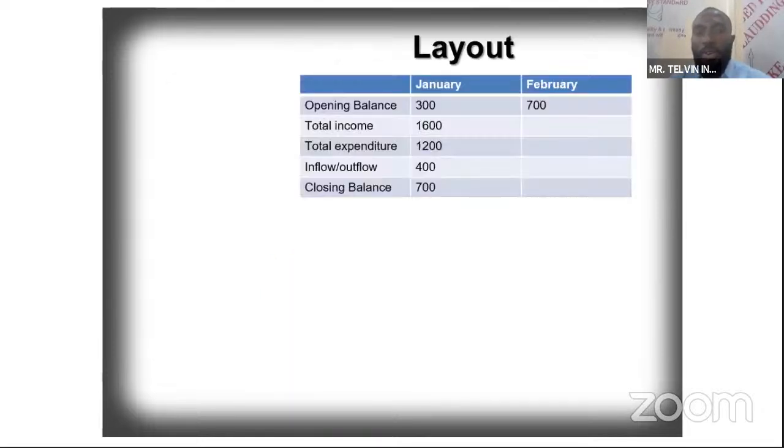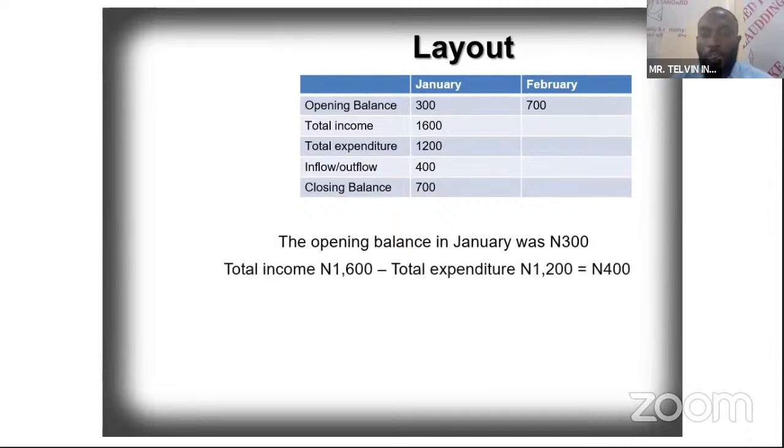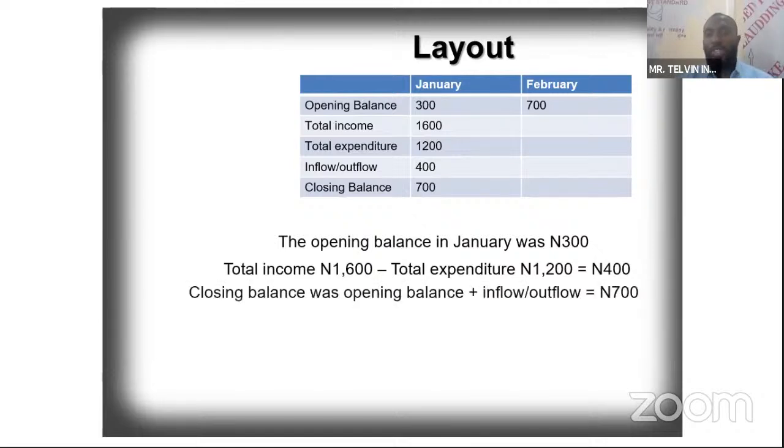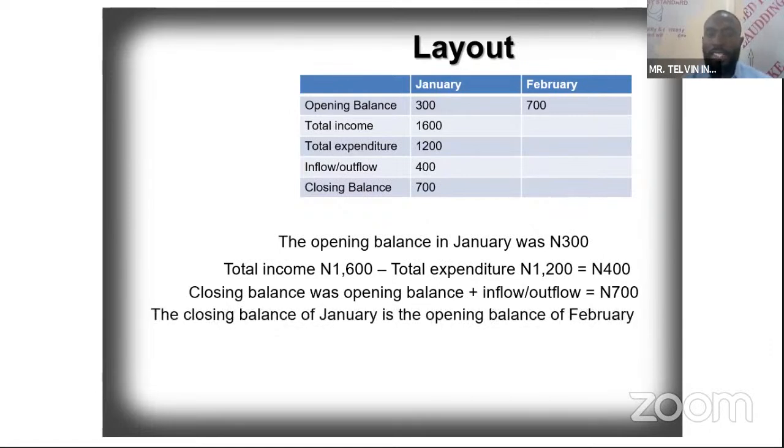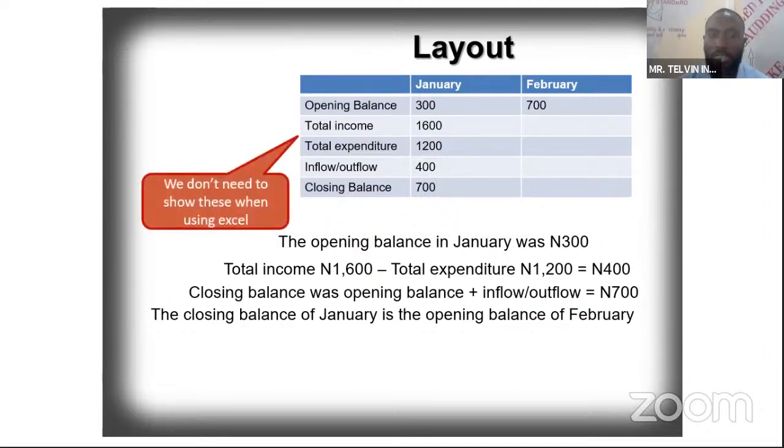Now look at what we have in January. 300 is the opening balance. Total income 1,600, total expenditure 1,200. Total inflow and outflow becomes what? 400, which is what? Total income 1,600 minus 1,200. So your inflow outflow becomes 400. Closing balance is your opening balance plus 400, which gives you what? 700. And that 700 becomes your opening balance in February, which is what? 700.